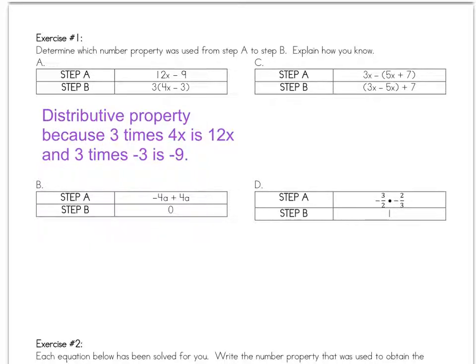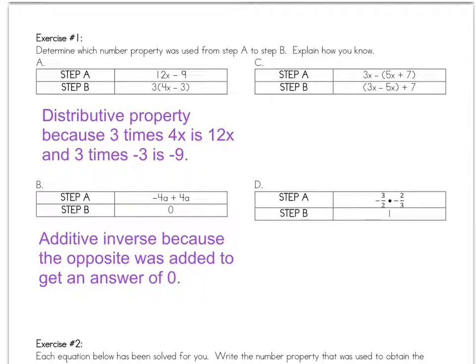Continuing on to B, we can see that there's 2 steps here. Obviously, step A and step B, like there were in part A. And step A is negative 4a plus 4a, and the end result is 0. So let's think back. What number property would let us take one number, add the opposite, and get 0? If you are thinking additive inverse, you are correct. So if we write this out, it was the additive inverse because the opposite was added to get an answer of 0.